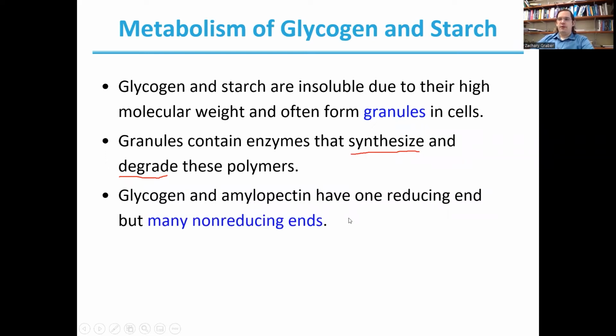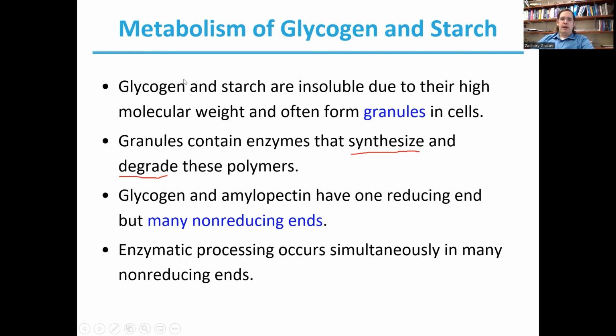As we just noted, they'll have one reducing end and many non-reducing ends based on the branches. Normally our enzymes will react at the non-reducing ends, so we can have many different enzymes working at once. We can potentially cut off a bunch of sugar at the same time if we want to rapidly produce sugar from our polysaccharide. That would be much faster than having one enzyme working at the reducing end, since we only have one unique reducing end for each sugar polymer.